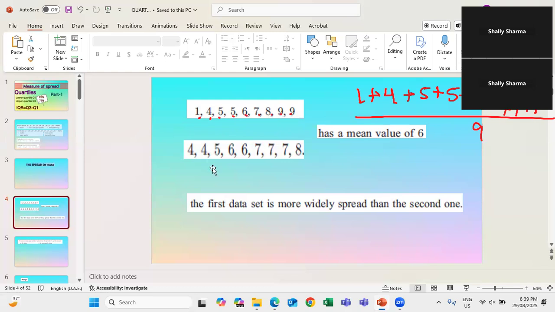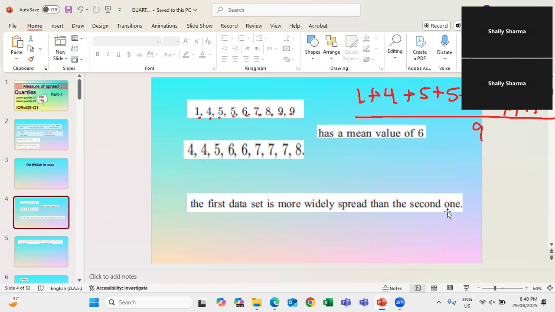In the same way you can find the mean of the second set of data values as well. Even though the data values are different, they have the same mean. But for the first data set, they said that it is more widely spread as compared to the second one. Now, what does that mean?